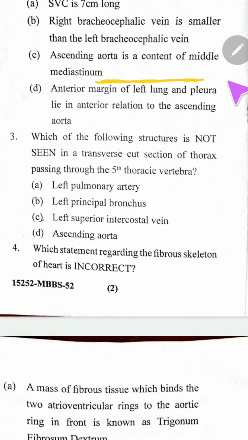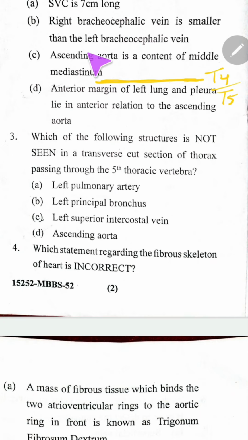I think there was a theoretical question also on this joint, manubriosternal joint, in the same paper. So the manubriosternal joint posteriorly passes between T4 and T5 vertebral level. That means above this will be 4th thoracic vertebrae, and below this level will be the 5th thoracic vertebral level. Now they have asked which of the following structures is not seen in transverse cut section.